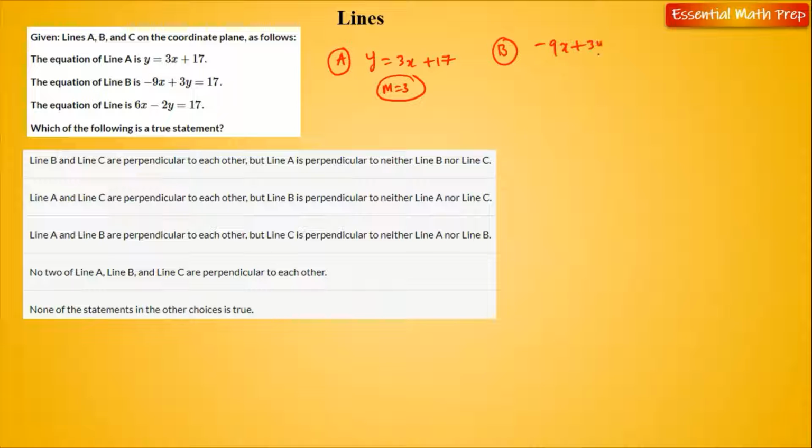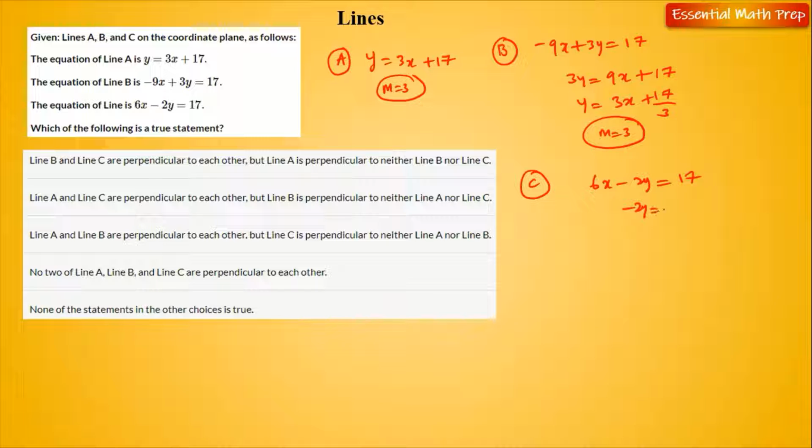-9x plus 3y equals 17. So 3y is 9x plus 17. So y equals 3x plus 17 over 3 implies the slope of this line is also 3. Let's go to line C. 6x minus 2y equals 17. -2y equals 17 minus 6x implies y equals -17 over 2 plus 3x, right? Implies the slope of this line is also 3.